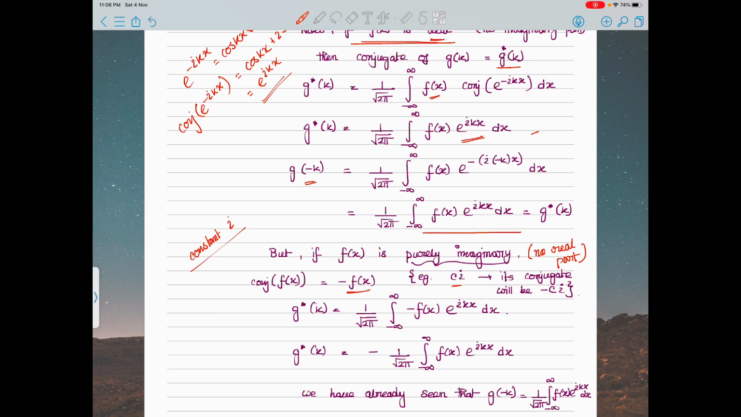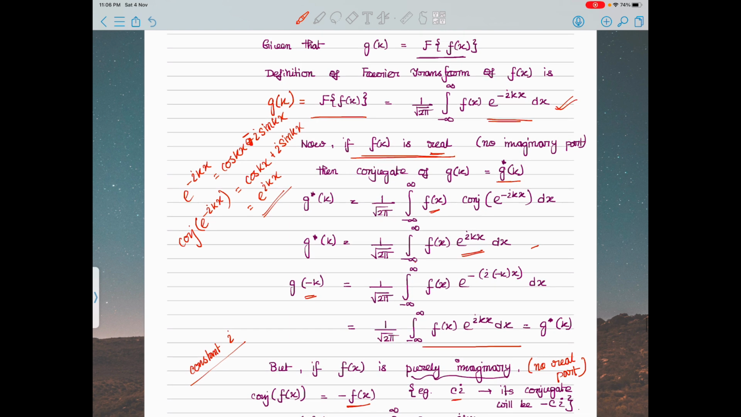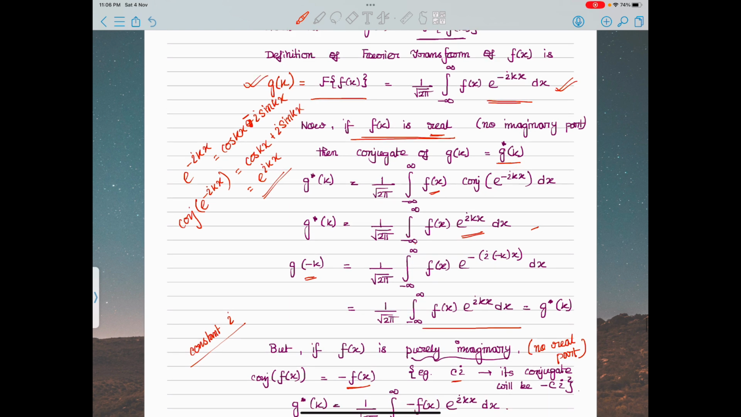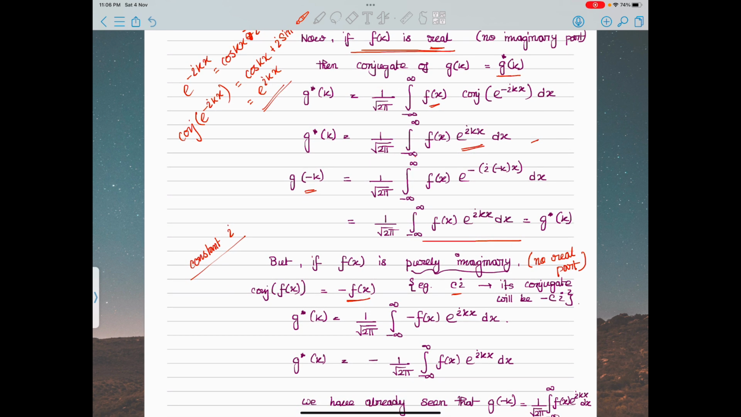So the conjugate of f(x) will be minus of f(x), because f(x) now is purely imaginary. Therefore, g star k, if we again follow this definition of g(k), will be nothing but 1 by root 2 pi, integral from minus infinity to infinity of the conjugate of the entire function. The conjugate of f(x) will now be minus f(x), and the conjugate of e to the power minus iota kx is e to the power iota kx. This is now g star of k, and this minus I have taken outside, and this is what we have got.